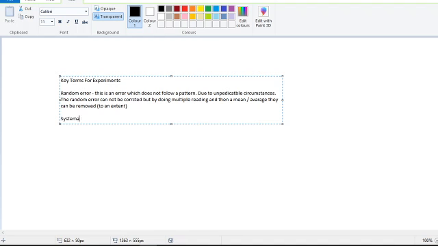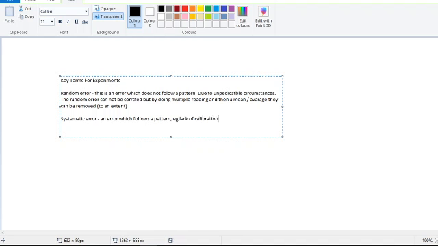So systematic error is an error which follows a pattern. That's literally it. It is something, e.g. lack of calibration. So calibration is basically, say you have a scale, you put something on the scale that you knew was 75 kilos and it comes up with 79, so you know there's a 4 kilo difference. Zeroing the scale and getting rid of that 4 kilos is called calibration.